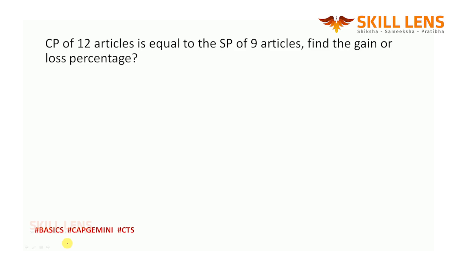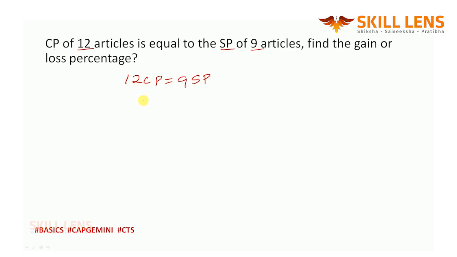Cost price of 12 articles is equal to selling price of 9 articles. Find the gain or loss percentage. Okay, point number 1. Don't think 12 is the cost price. Don't think 9 is the selling price. The question is not going to be that straight. What does the question talk about? Look here: 12 cost price is equal to 9 selling price. The cost price of 12 articles is equal to the selling price of 9 articles.